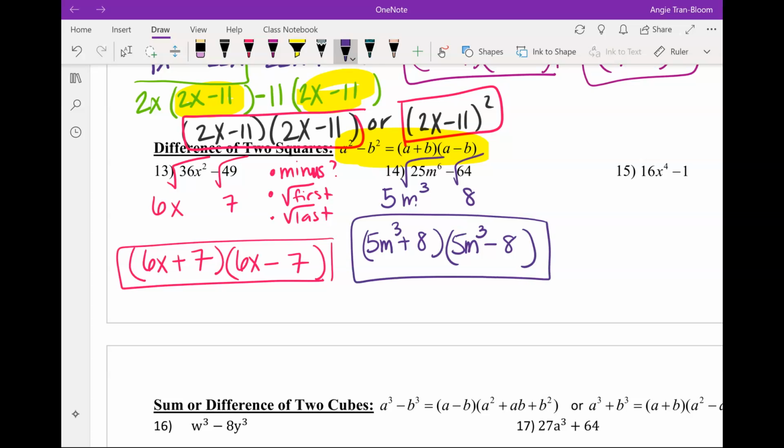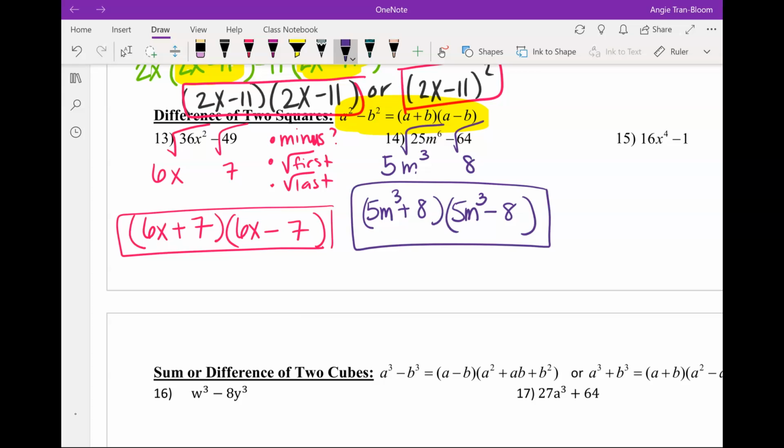Okay, you try the last one for me. And then we have just the difference of 2 cubes and we're done. Difference in sum, I should say. So try out the 15, and then I'm just going to ask you guys to give me your final answer.